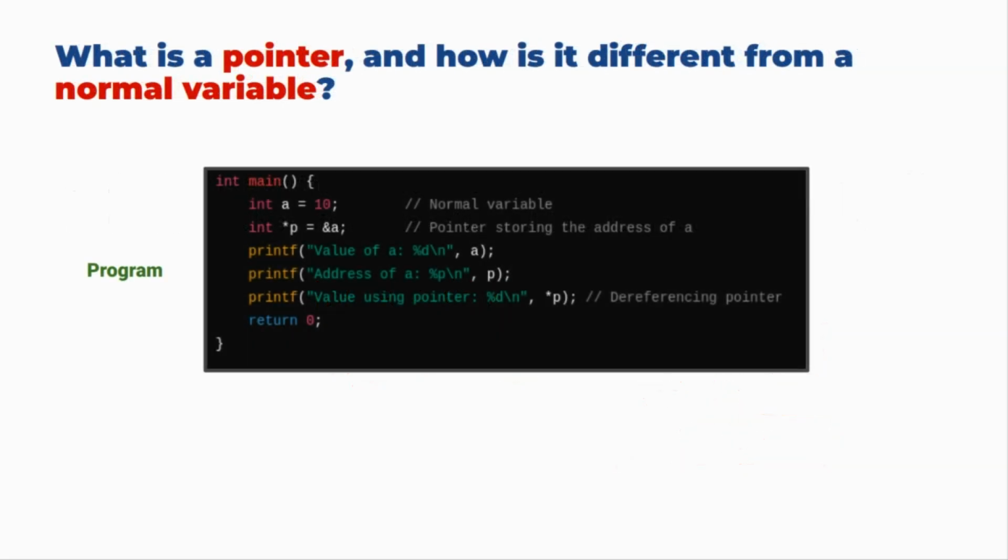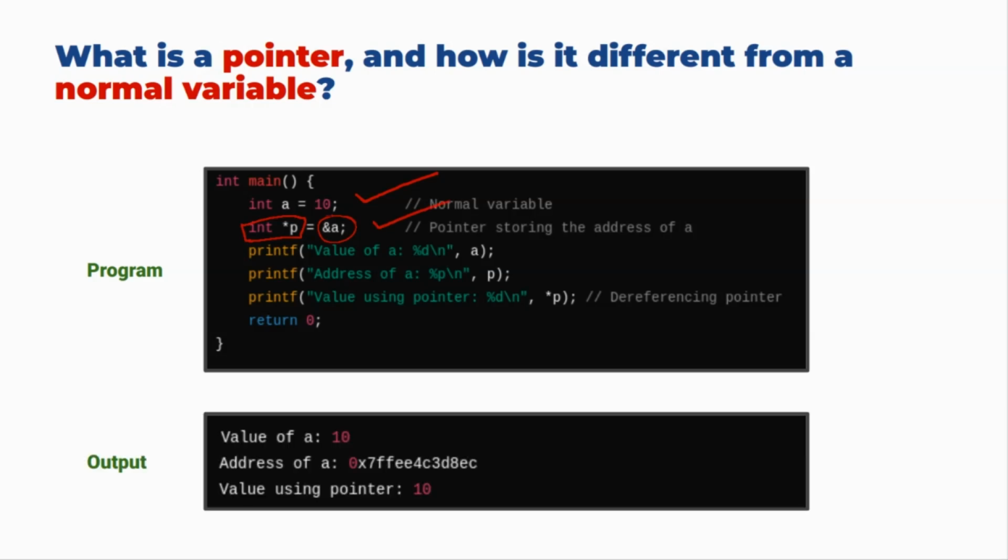Let's understand with the help of this program. Here we have int a equal to 10. It's a normal variable, and int *p declares a pointer, and the address of variable a is assigned to p using the address operator. So the pointer stores the address of a in this case. The output of this program is: value of a is 10, using this print. Address of a, which is printed by the pointer value, is this address, and value using pointer is 10.